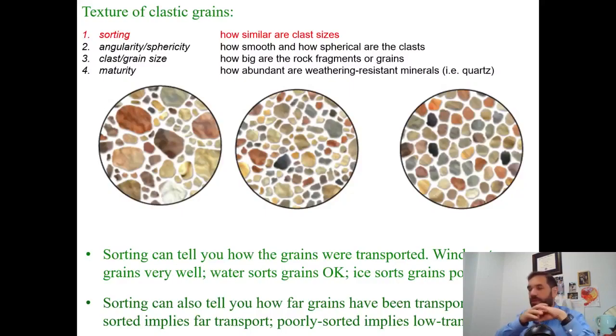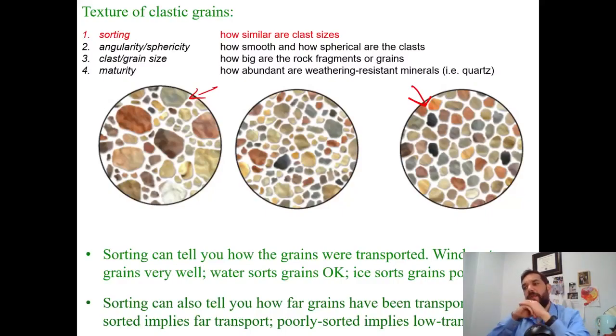What does it mean to be well sorted? It means that the sand, or I should say the sediment, consists not of a lot of different grain sizes, but just one. So if it's well sorted, it looks like this. Everything's the same size. If you're poorly sorted, you look like this. You can see that you have some large pieces, some small pieces, some very small pieces, right? So that's poorly sorted versus well sorted.